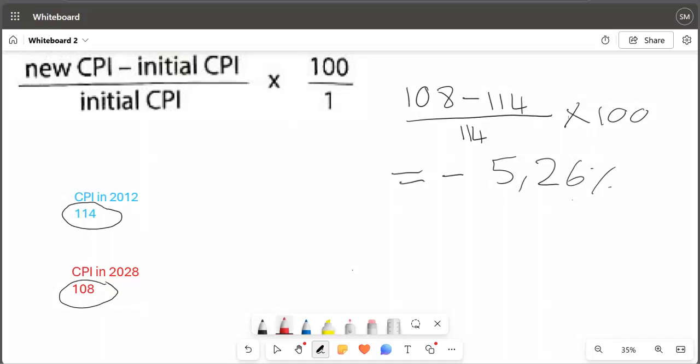Now, I know that when we see this negative sign, some of us are going to start to panic. But please don't panic, because in economics, whenever you see a negative sign, it is just showing you that something was decreasing. In this case, it is telling us that the inflation actually decreased by 5.2%.